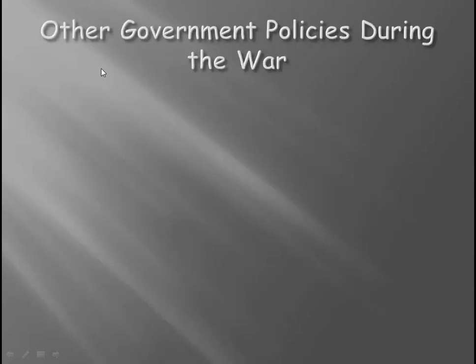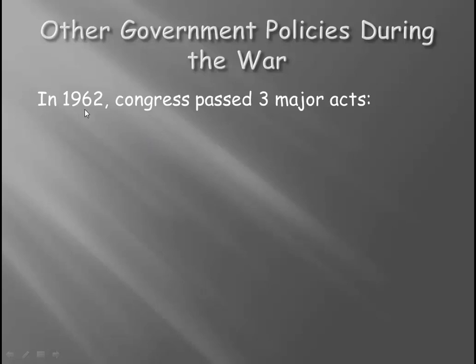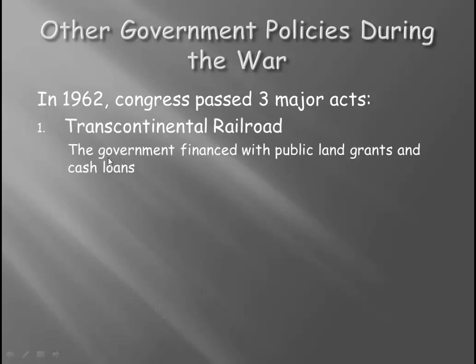So let's take a peek at some other government policies during the war. And as you move through history, there's three big items that took place that had nothing to do with the Civil War, but you should understand that they happened during the war, okay? So in 1862, and I got to fix that, the sheet says 1862, that's wrong. In 1862, Congress passed three major acts, all right? The first was the government financed railroads: they gave railroad companies public land grants and cash loans. They gave them money, right? The government supported the building of railroads.